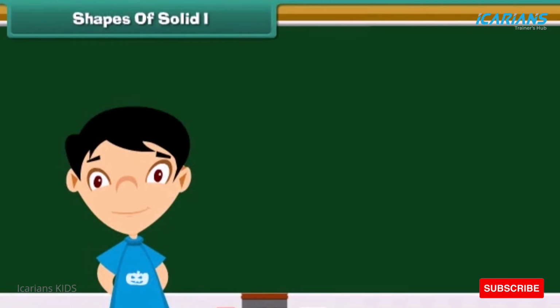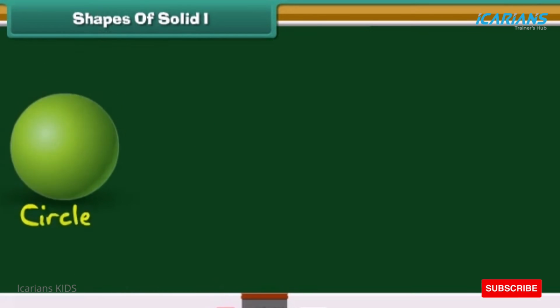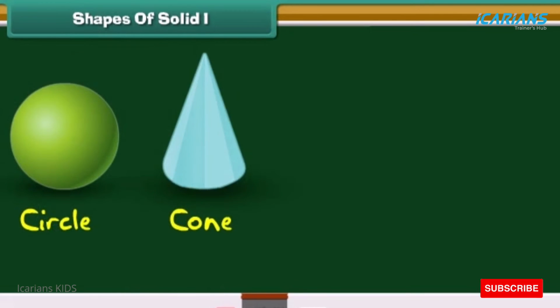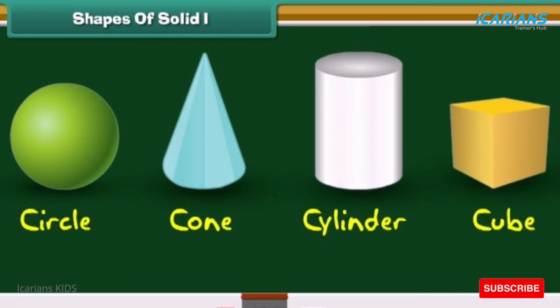Solids are of different shapes. We will now learn the names of the solids of different shapes. The shapes and its name are displayed on screen. Circle, cone, cylinder, and cube.